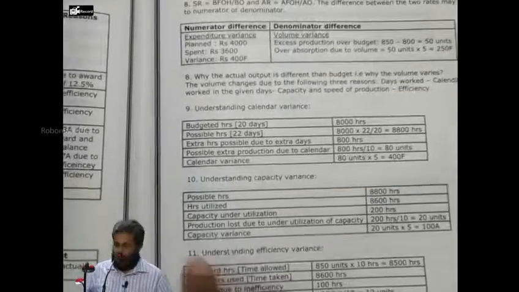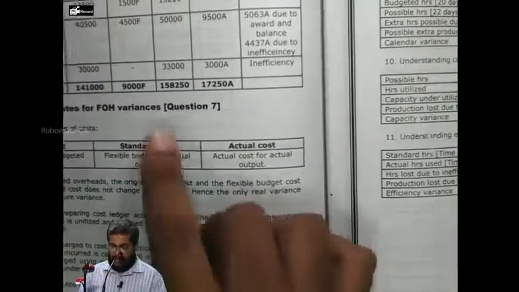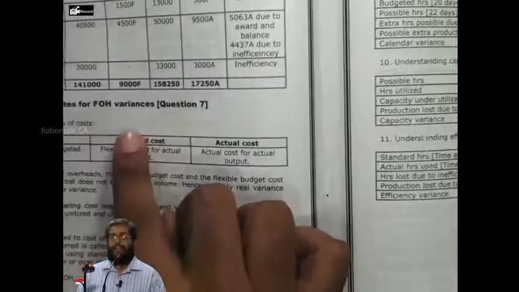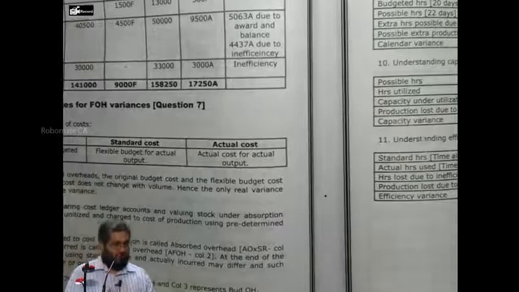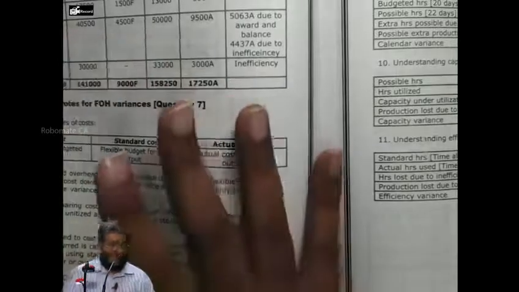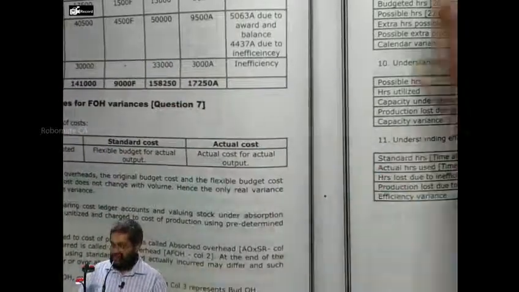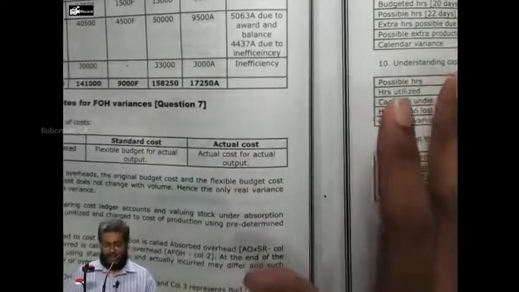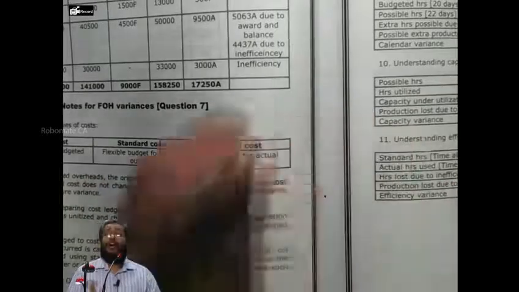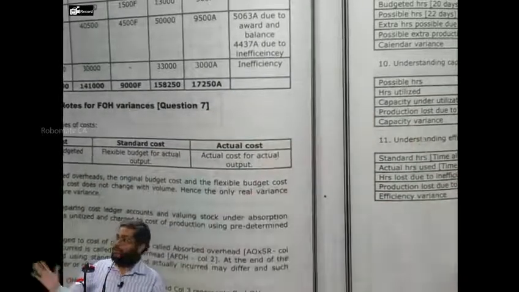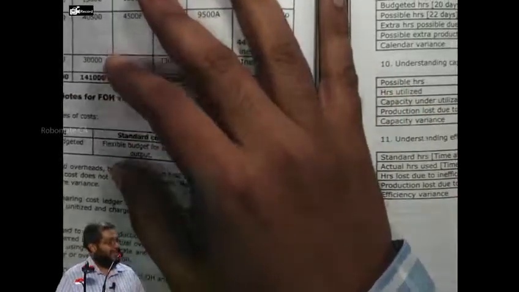For confirmation, page 168. Page number 168, I have given notes for fixed overhead variance, question number 7. Whatever I spoke now, you need not worry. Whatever I spoke now has been given exactly as notes, including the latest calculation. I wanted to save some time, hence it has been given as a note. For that alone, I will not be dictating notes. Notes are in the workbook itself. With this, we have completed all the cost variances calculation.